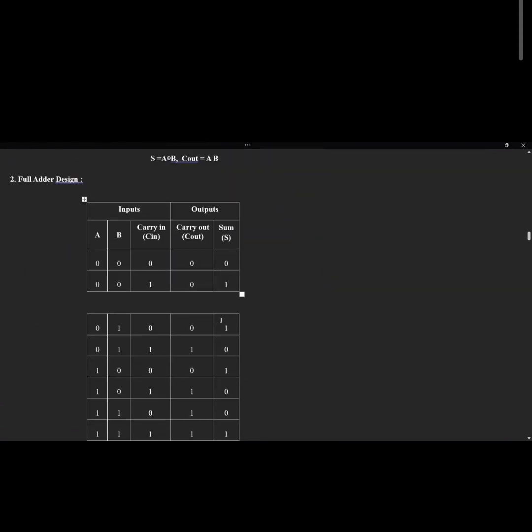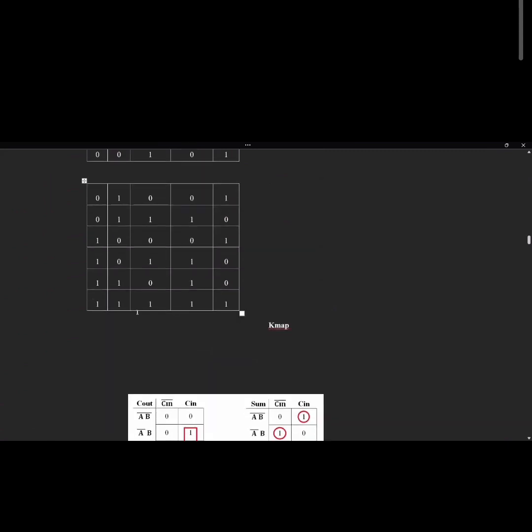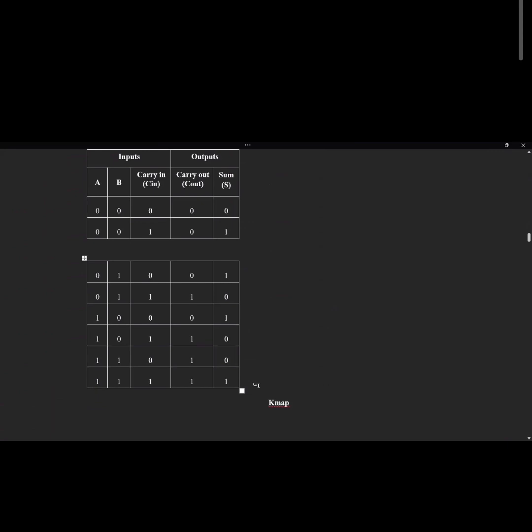Next is the full adder design. It's a combinational circuit that performs addition of 3-bit binary numbers. Here there are 3 inputs, A, B and carry in. Outputs are carry out and sum. The inputs are in 8 combinations. Sum is 1 when any one of A, B, carry in is 1. We get carry out as 1 when any two of these values are 1. If A, B and carry in are all 1, then carry out and sum both are 1.